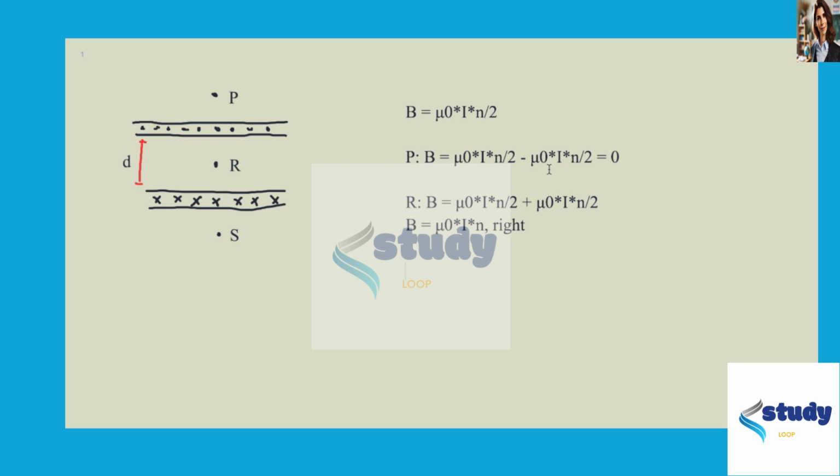Now we want to look at point S down here. Again, you can just look at the symmetry of the problem and notice that point S is going to be the same situation as point P. So, again, in this case, one of these magnetic fields is going to be pointing to the left, the other is going to be pointing to the right, but their magnitudes are the same. So these are just going to cancel out and again result in a net magnetic field equal to 0.